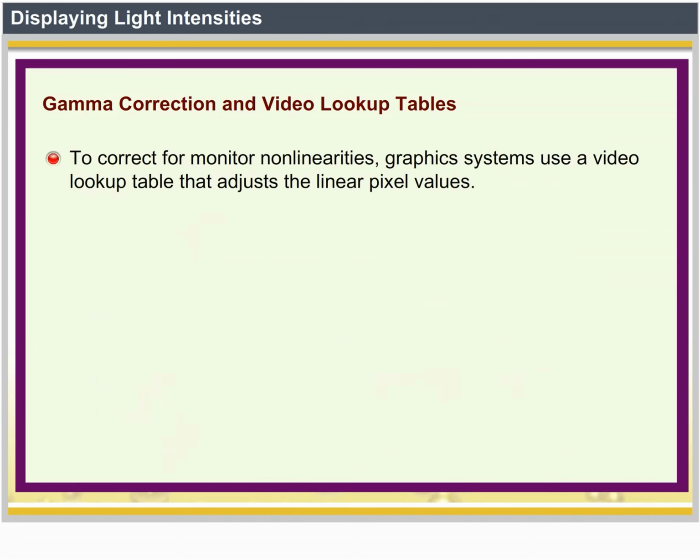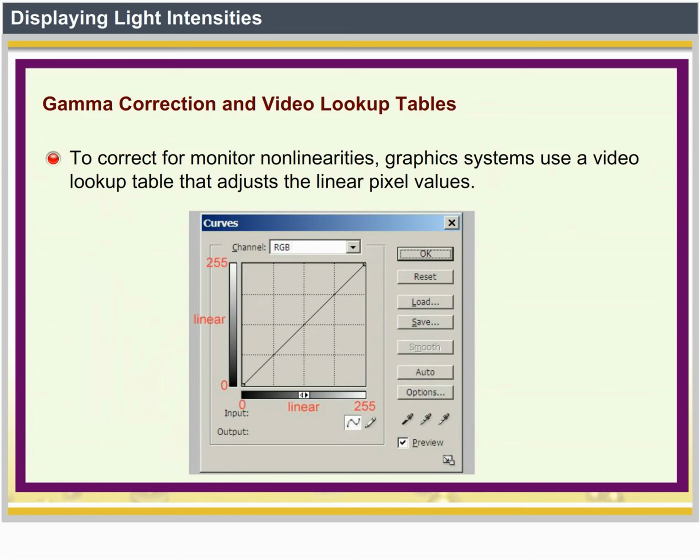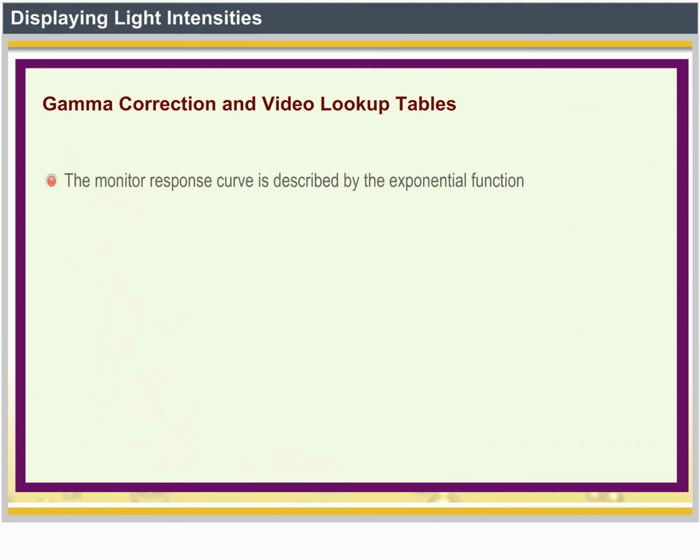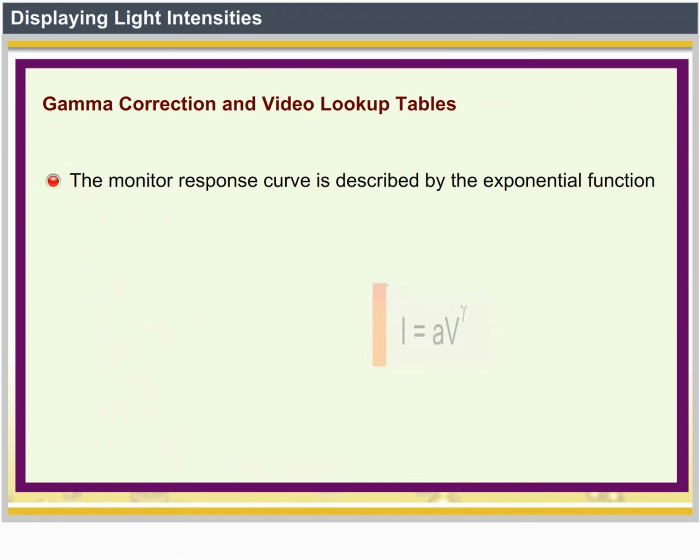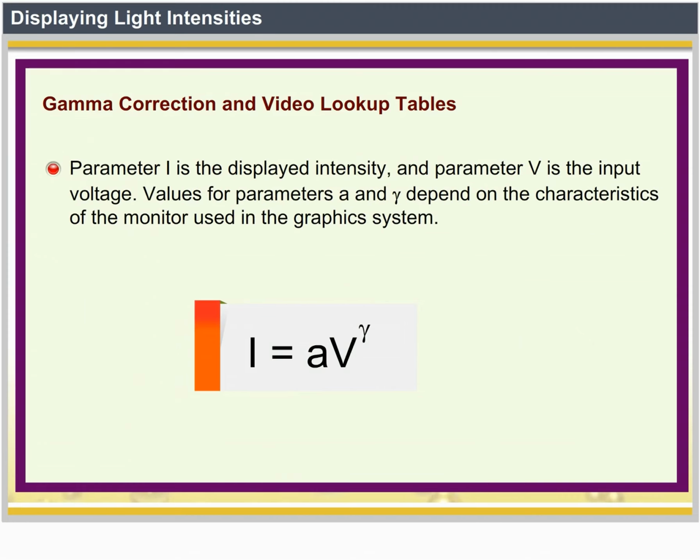To correct for monitor non-linearities, graphics systems use a video lookup table that adjusts the linear pixel values. The monitor response curve is described by the exponential function I = A × V^γ (gamma). Parameter I is the displayed intensity and parameter V is the input voltage. Values for parameters A and gamma depend on the characteristics of the monitor used in the graphics system.